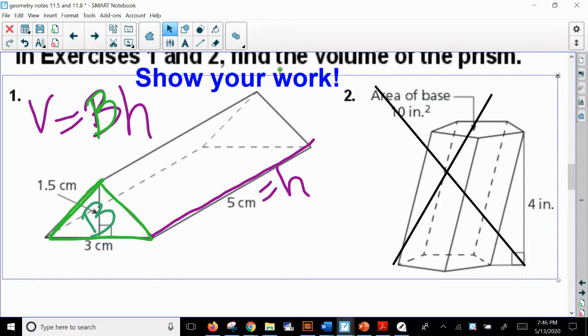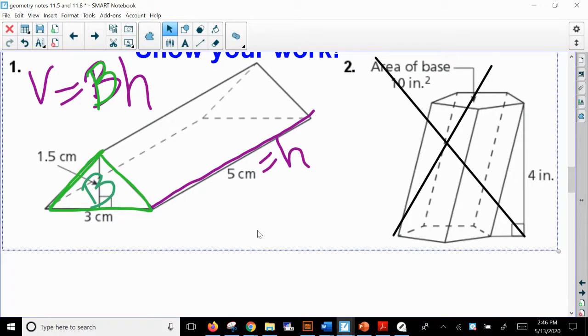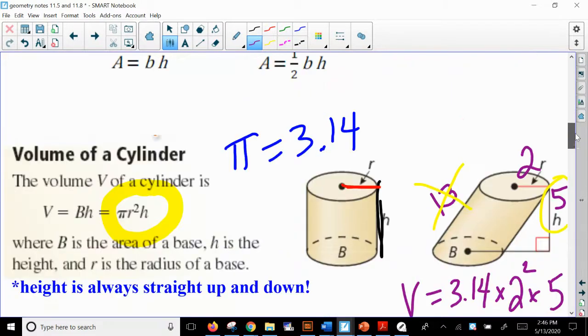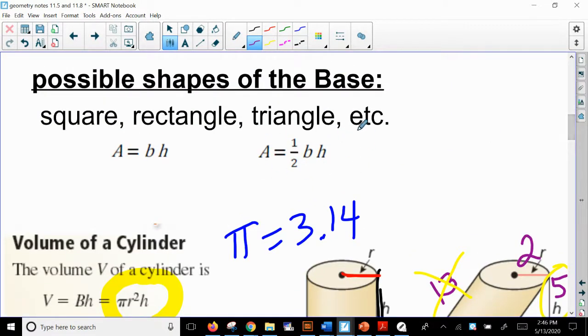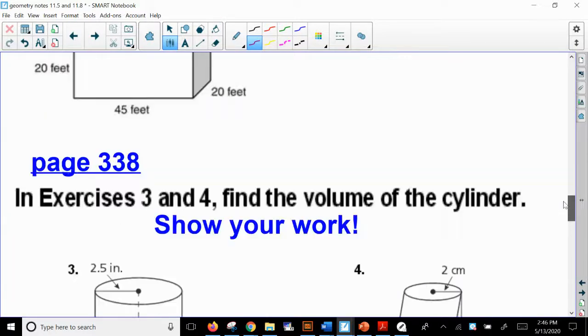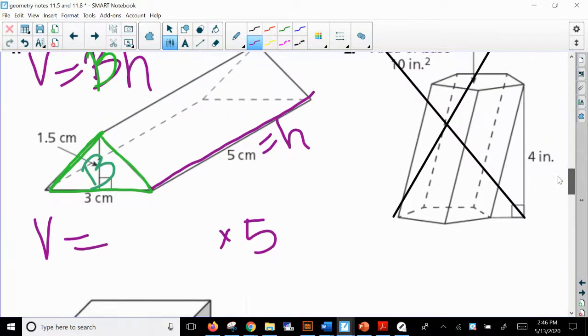Okay. All right. So I know my height is 5, right? So I know that I have to multiply by 5. Big B is my area of the base. My base is a triangle. So remember the triangle formula, area of a triangle, it's up here. We're using this: 1/2 little b little h. Okay. So I'm going to do, dang, did I just pass it? Yes.